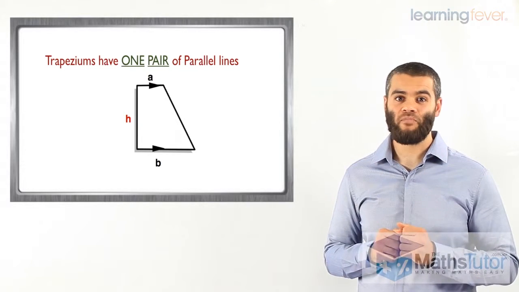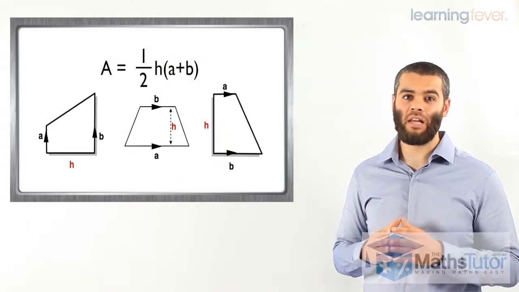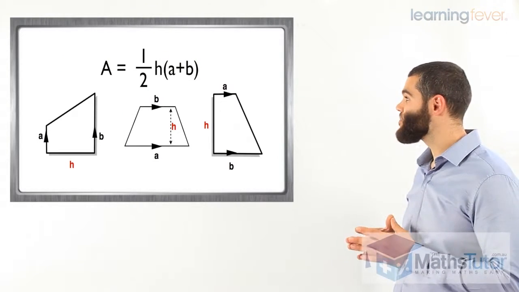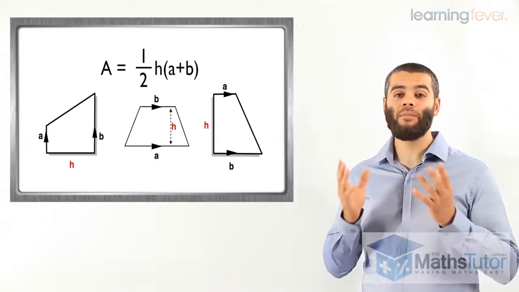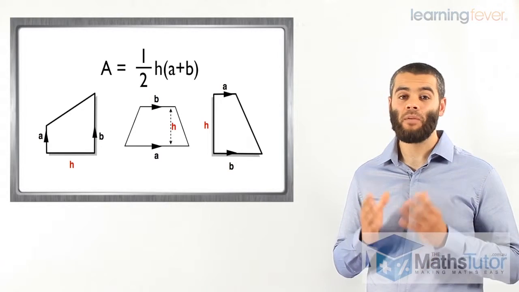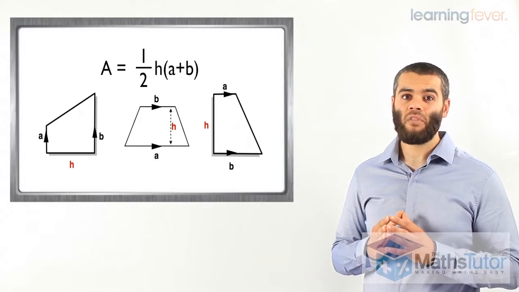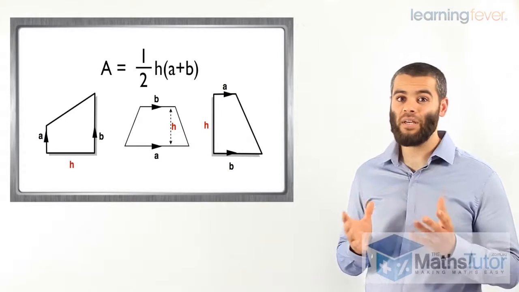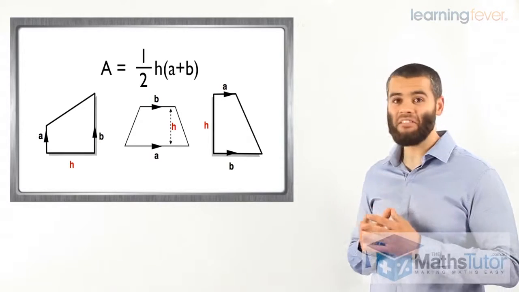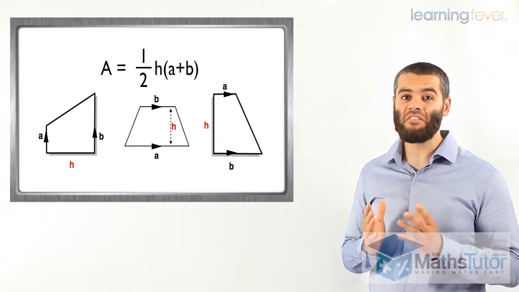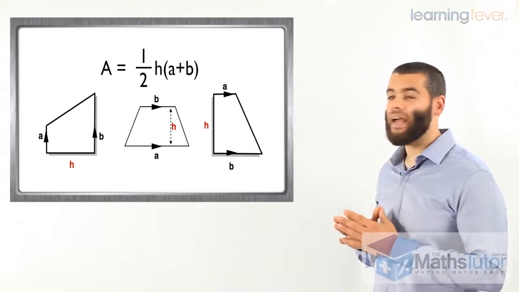Once we identify that a shape is a trapezium, we can use the formula for a trapezium. The formula is half times h, which is the height, and then in brackets a plus b. This is simple. The a and b are the two parallel lines. Once we can identify the a and b, the parallel lines, the height is the distance between them.